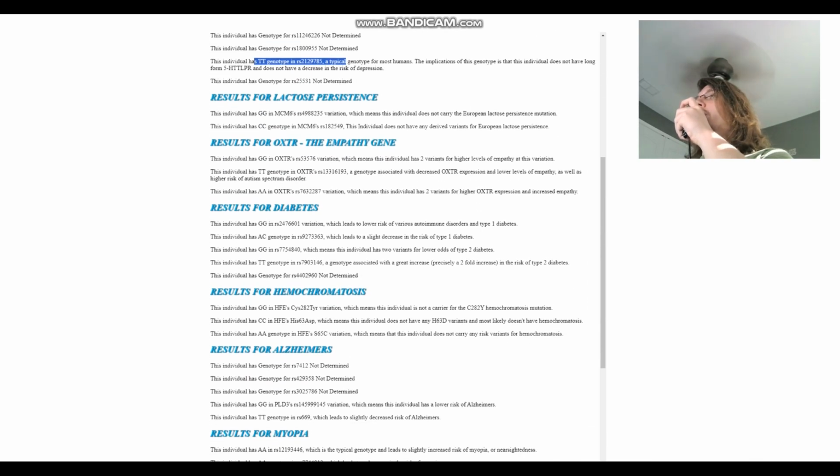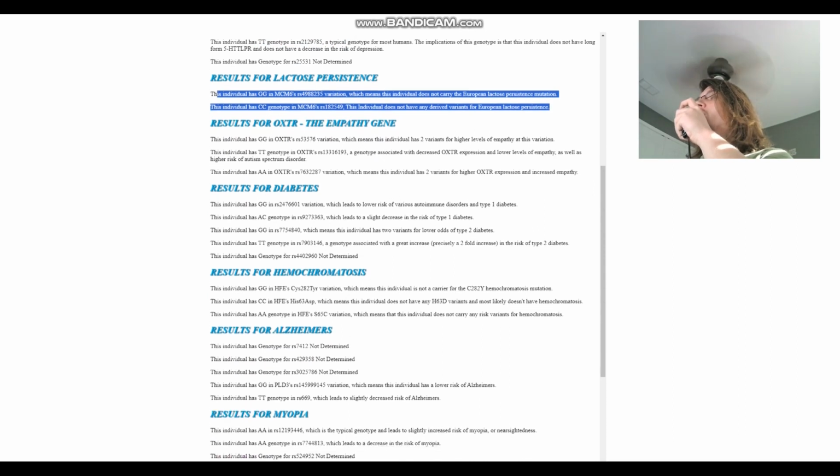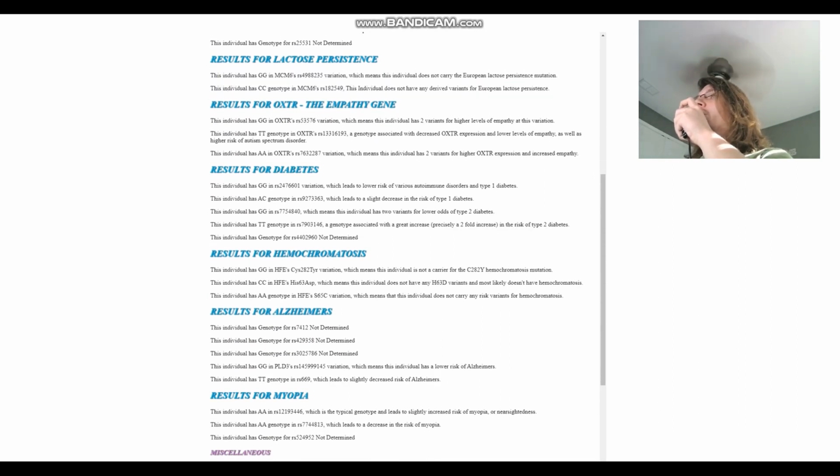For lactose persistence, doesn't have the European lactose persistence mutation. Nothing is surprising here. For the empathy gene, GG here, which means higher levels of empathy. AA here means higher levels of empathy, and TT here, which means lower levels of empathy. Interesting. So I think orangutans do have a lot of empathy. Orangutans are not violent. They don't tear each other's faces apart. It's mostly chimpanzees that are violent and sociopathic. Orangutans tend to be pretty kind, and yeah, I guess they do have higher levels of empathy.